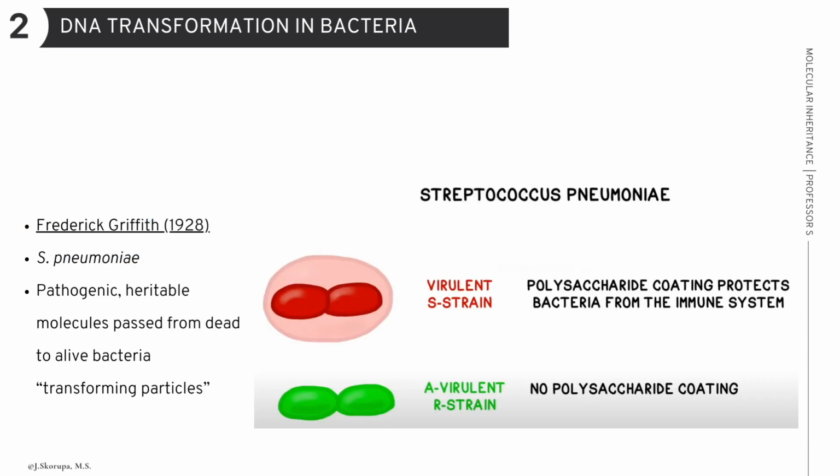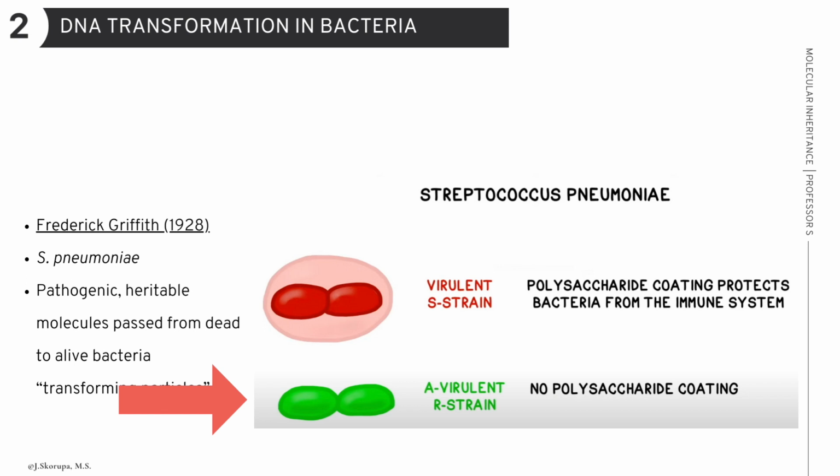Now that you know what transformation is, let's go over 2 experiments that led to the understanding and discovery of DNA transformation in bacteria. The discovery of the genetic role of DNA began with research by Frederick Griffith in 1928. Griffith worked with 2 strains of S. pneumoniae bacterium, one pathogenic, shown in red, and one harmless or non-pathogenic, shown in green.